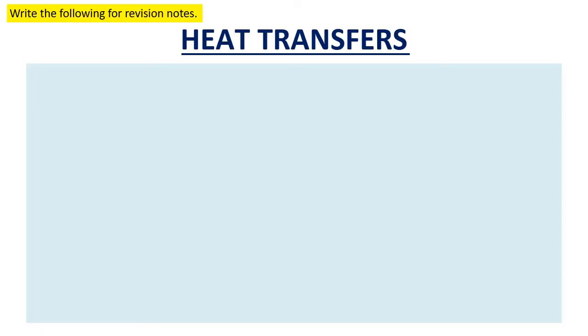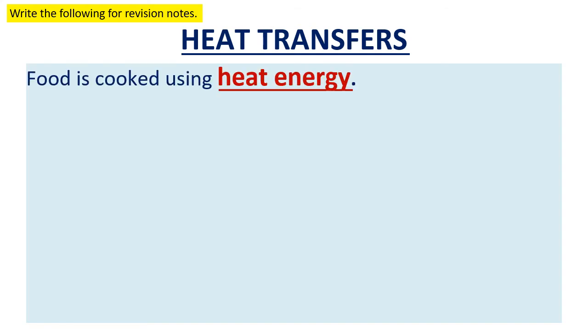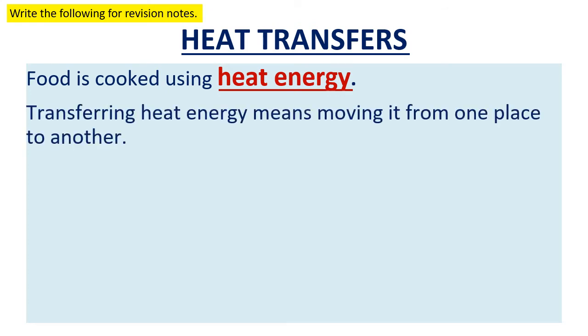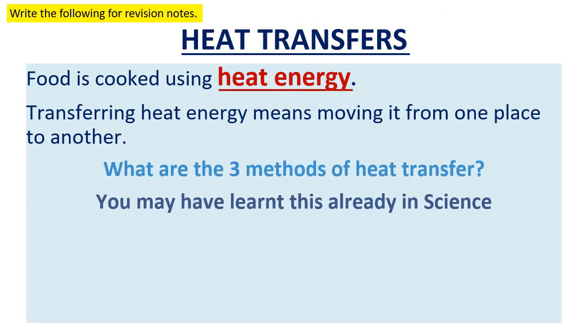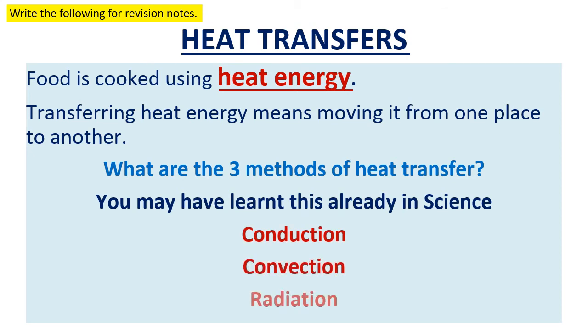Write the following for the revision notes. So either use your line paper or the books if you have them. Title being heat transfers. Now, food is cooked using heat energy. So transferring heat energy means moving it from one place to another. There are three methods of heat transfer. You might have already found them or looked them up or been learning about them in science. They are conduction, convection, and radiation. So pause here, write the following for revision notes.